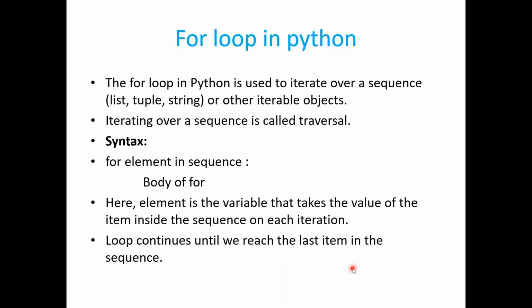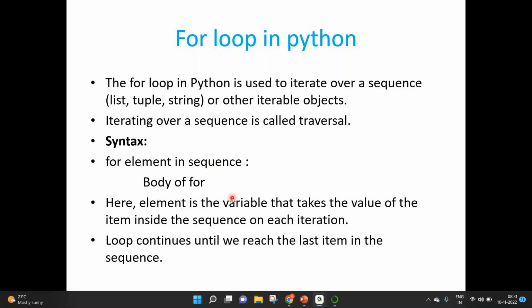Moving on to the next loop, for loop. So the for loop in Python is used to iterate over a sequence, which is nothing but a list, tuple, or a string, or other iterable objects. Iterating over a sequence is called traversal. So this is the syntax of for loop: for element in sequence, then you can go inside the for loop.